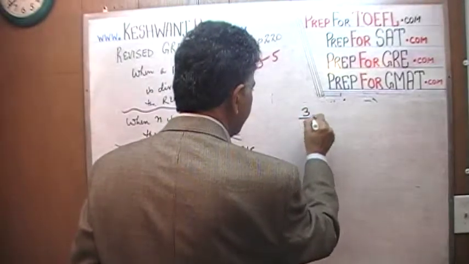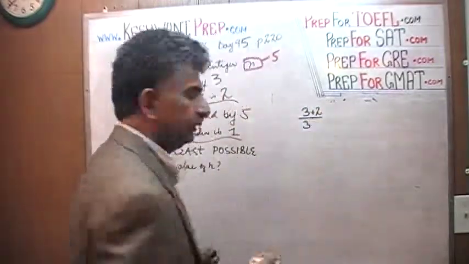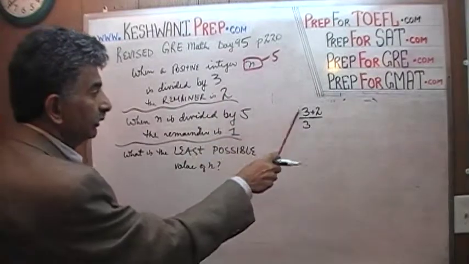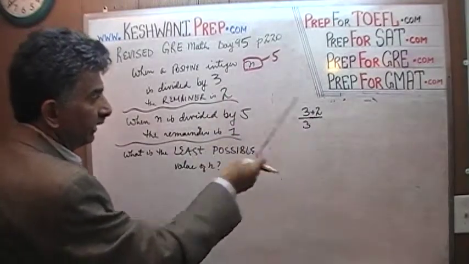We can divide 3 into 3. So if you were to add 2 to it, 3 plus 2 divided by 3 will give us a remainder of 2. So that does the job.